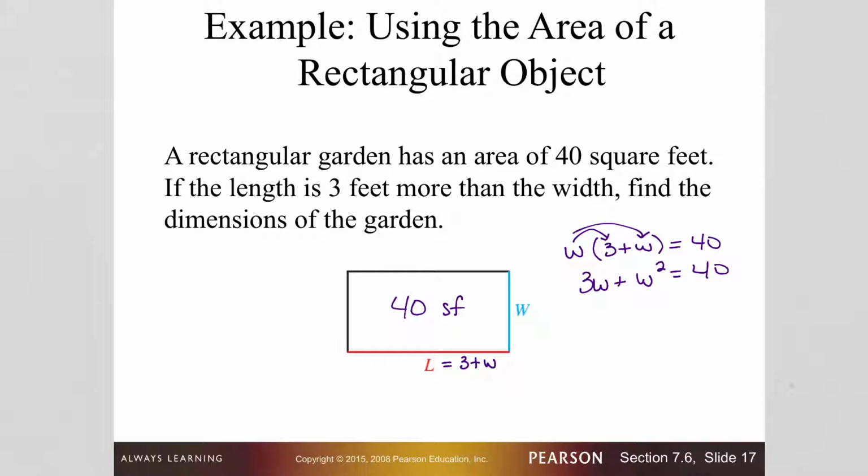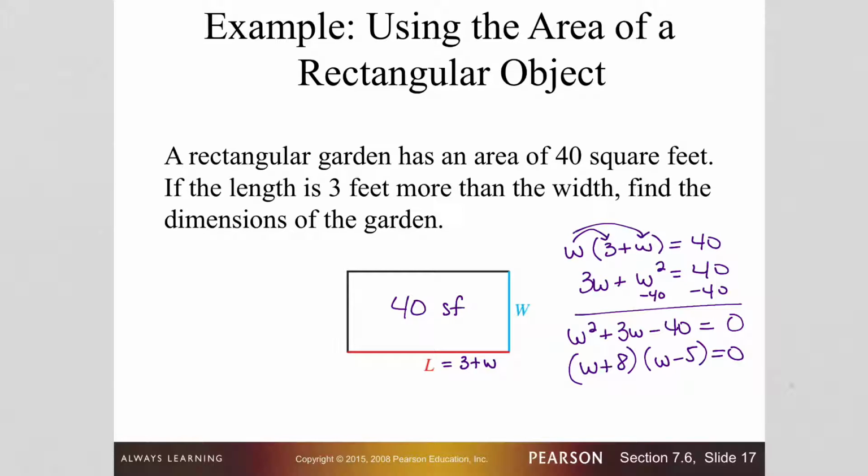And now I'm going to pull everything over to one side, and I'm going to write it in standard form. So now I'm going to factor this. I want factors of negative 40 that add up to be 3. They are W plus 8 and W minus 5. Take each of those and set them equal to 0 and solve.